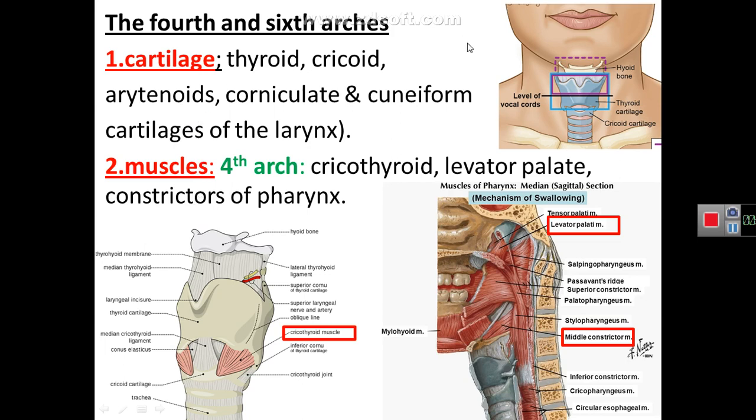Cartilage derived from the fourth and sixth arch are cartilages of the larynx. They are thyroid cartilage, cricoid cartilage, arytenoid cartilage, corniculate, and cuneiform cartilage. These are cartilages forming the skeleton of the larynx.